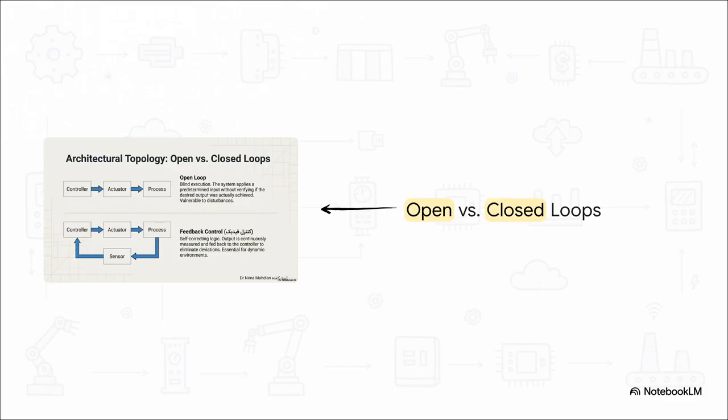But modern industry? We require feedback control, which is a closed loop. Notice how the sensor takes the output and feeds that data backwards into the controller? That is feedback. The system is constantly checking its own work and self-correcting. And for dynamic, messy environments, that is absolutely essential.